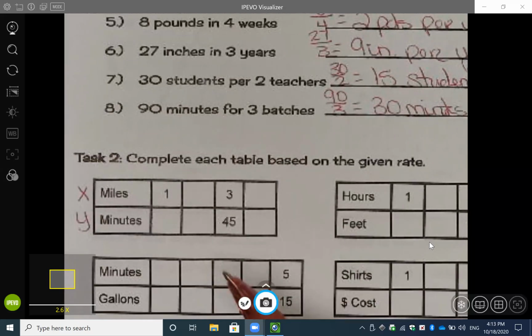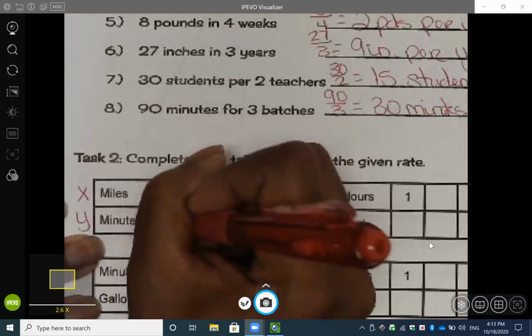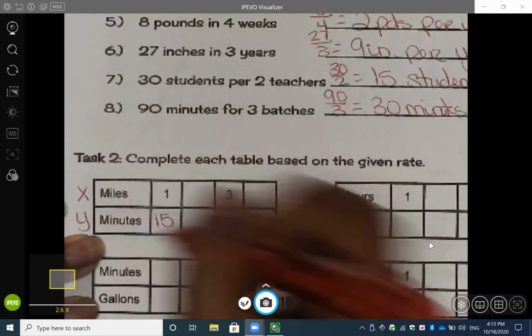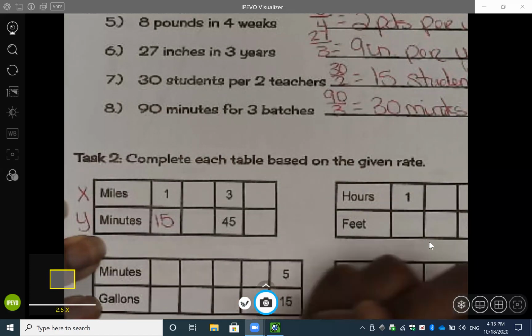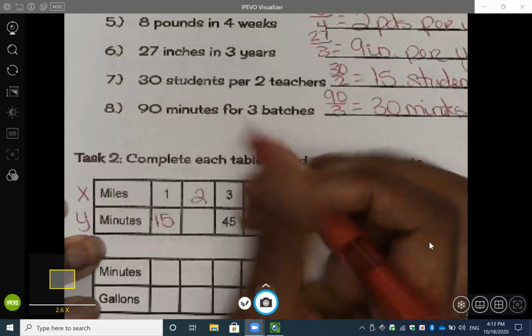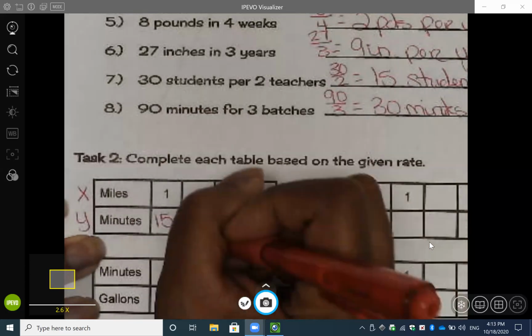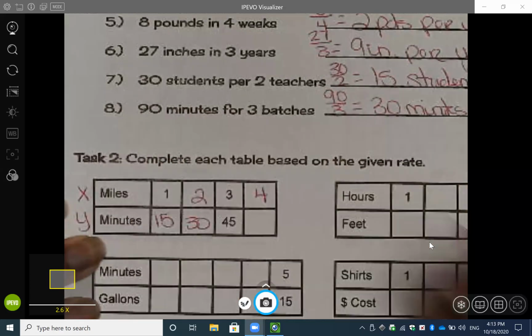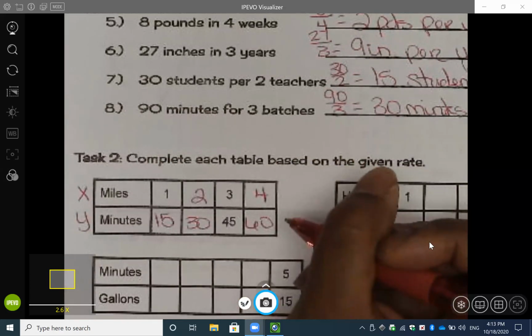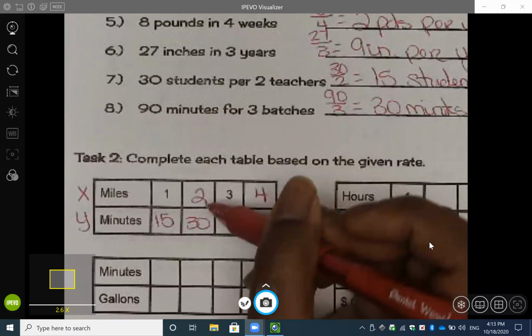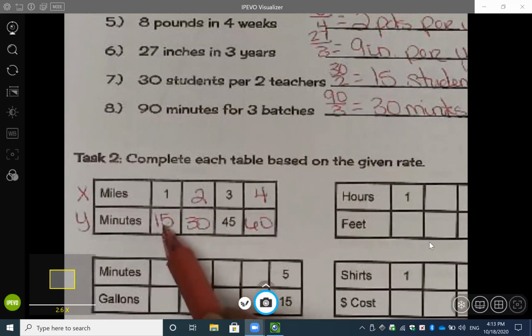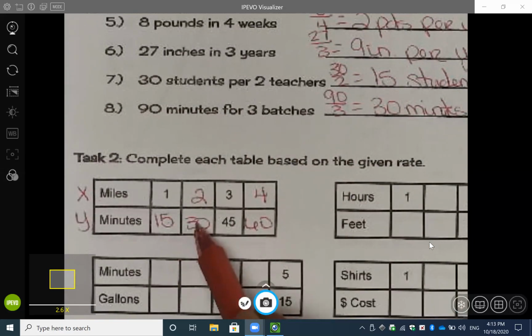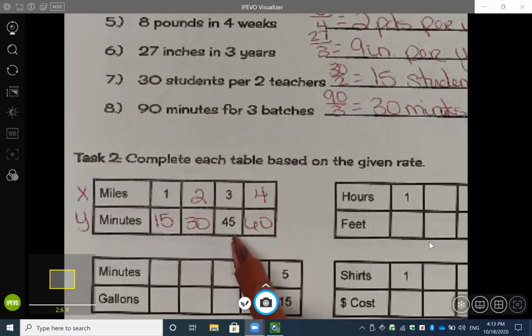So when we did 45 divided by 3, we got 15. So 1 mile takes 15 minutes. Every mile takes 15 minutes. So if it's 2 miles, 2 times 15 is 30. And if it's 4 miles, 4 times 15 is 60. Every mile is another 15 minutes. So 15 plus 15 is 30, 30 plus 15 is 45, 45 plus 15 is 60. That's how we keep getting our count.